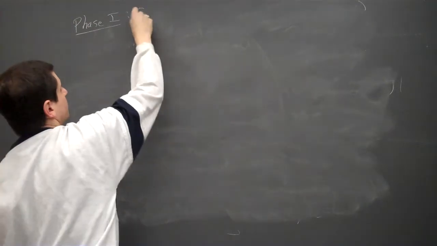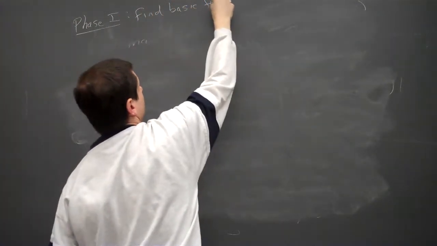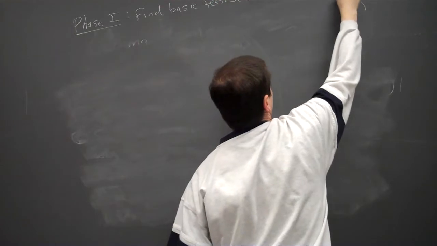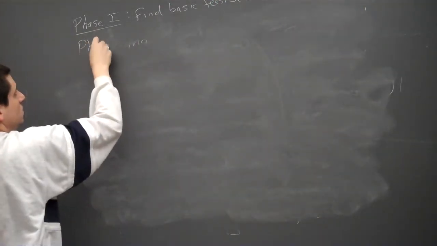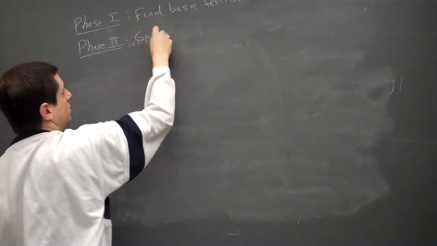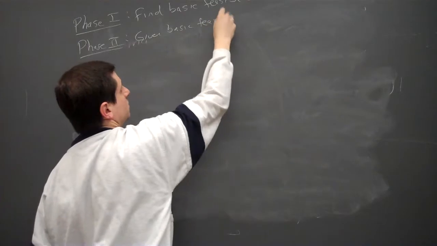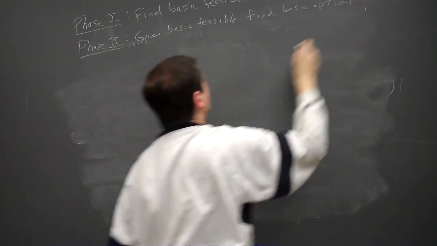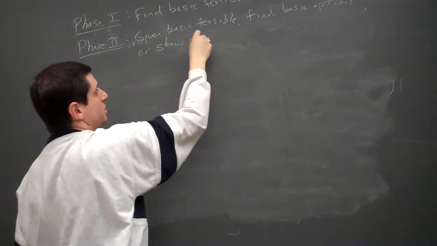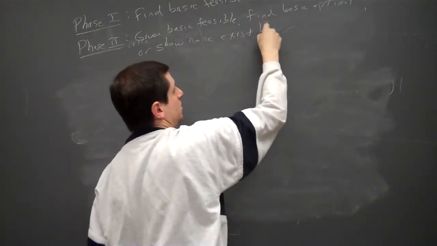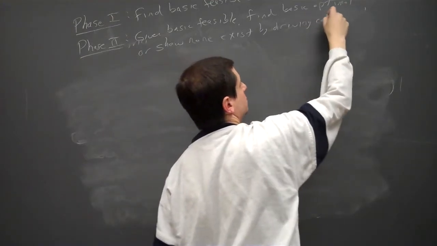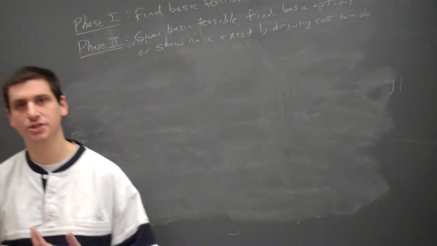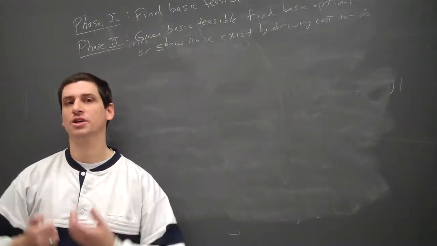Phase 1: find basic feasible, or show none exist. And then phase 2: given basic feasible, find basic optimal, or show none exist by driving cost to minus infinity. So not only will it show us that there is no basic optimal, it'll actually let the cost go all the way to minus infinity.